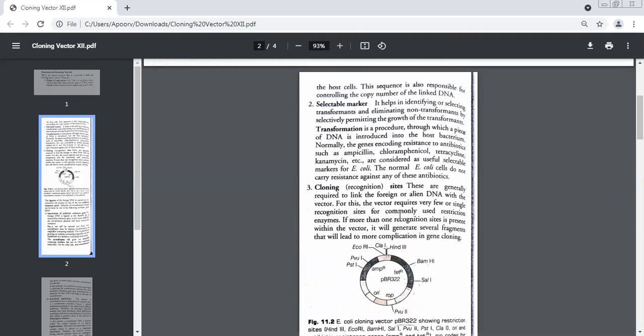And which vector is shown here in the figure? I discussed this vector with you yesterday. pBR322. Very good. So leave the diagram as of now. Just read the above paragraphs.